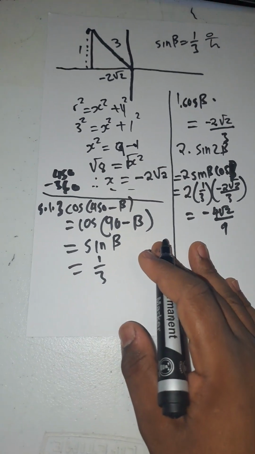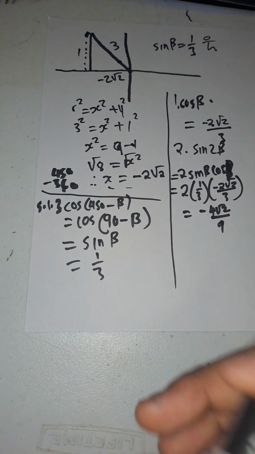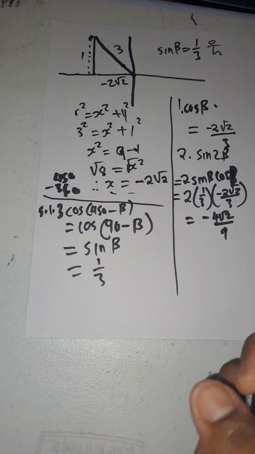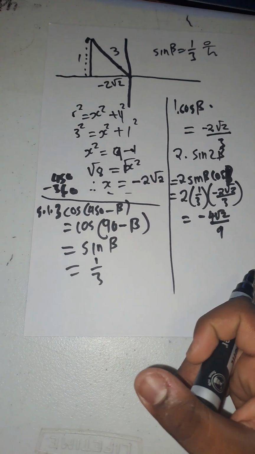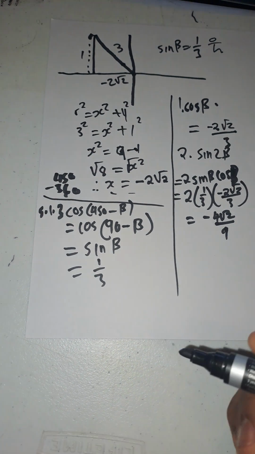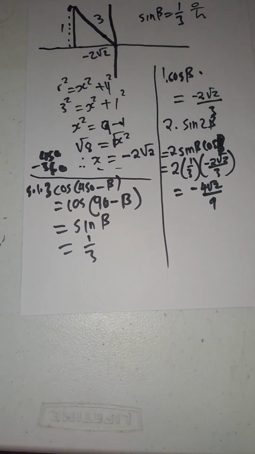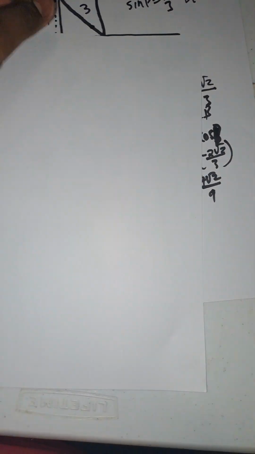Or you can say cos 450 cos beta plus sine 450 sine beta, and then you use your compound angle expansion, and you're going to get your answer as 1 over 3. So it is the same thing there. So now let's go to the next question.